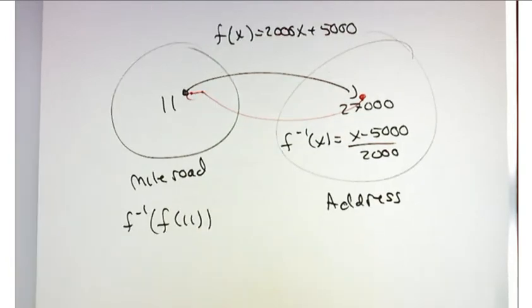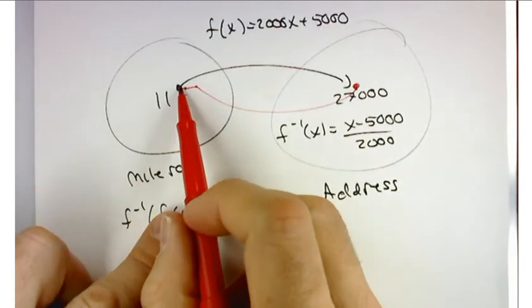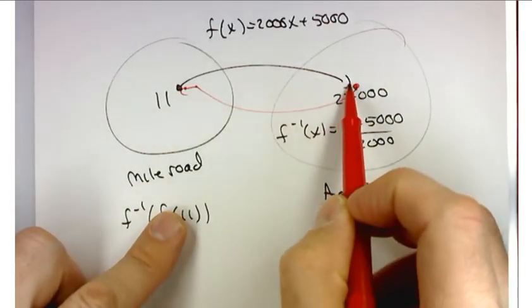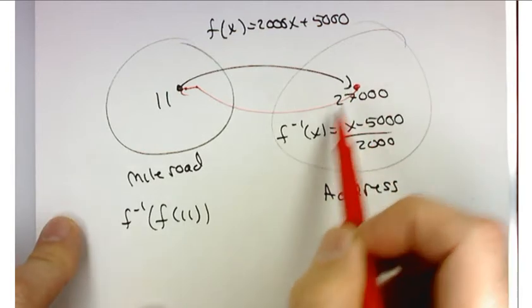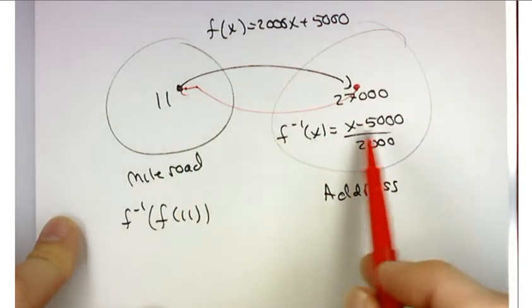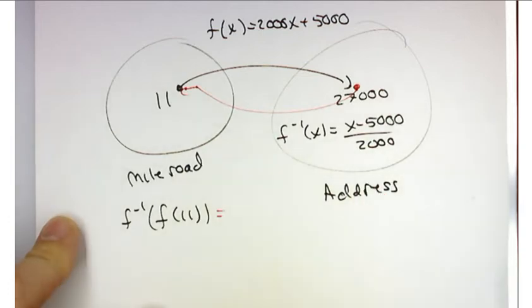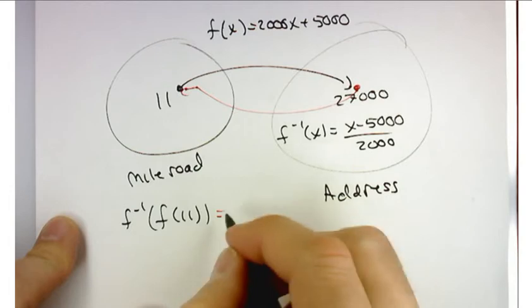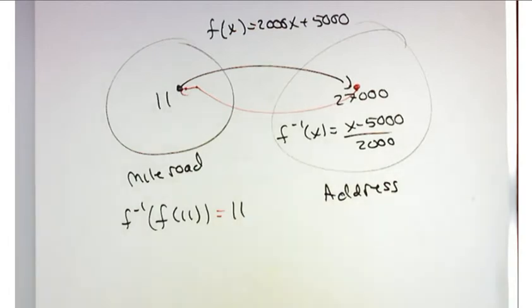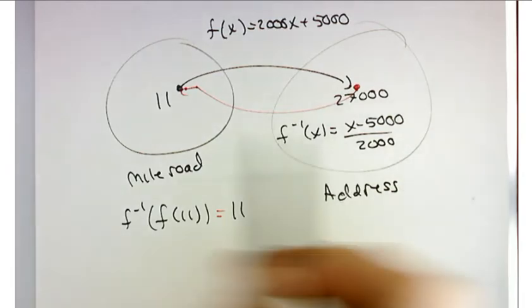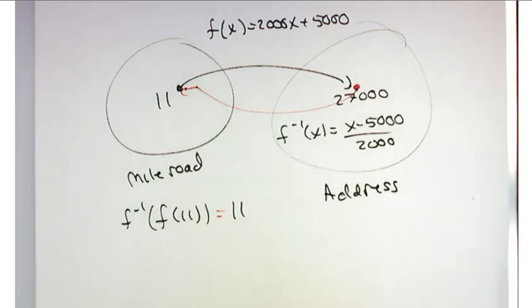So let's try and follow it in terms of a picture. f of 11 is going to start out here. f of 11 is going to give me 27,000. And then when I do the inverse, 27,000 minus 5,000 divided by 2,000, where am I going to end up? Back at 11. So the function, then the inverse, cancel each other out. And that's the important idea to understand about the inverse function: what one does, the other one undoes. They do the opposite of each other.